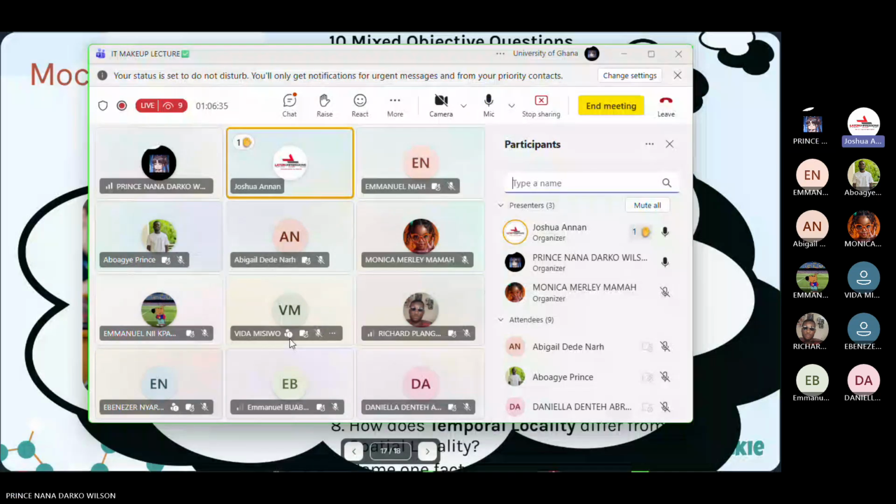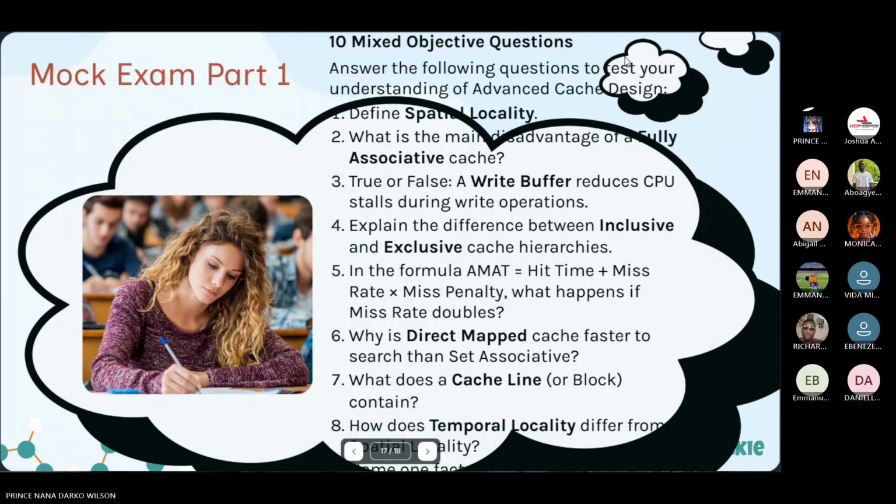Did you say spatial locality? Yes, it says define spatial locality. The ability of a program to reference units of memory whose addresses are near one another. Excellent. Ability of a program to reference units of memory whose memory addresses are near or close to one another. That defines spatial locality very well.